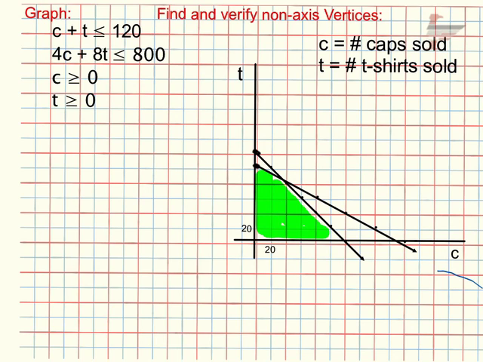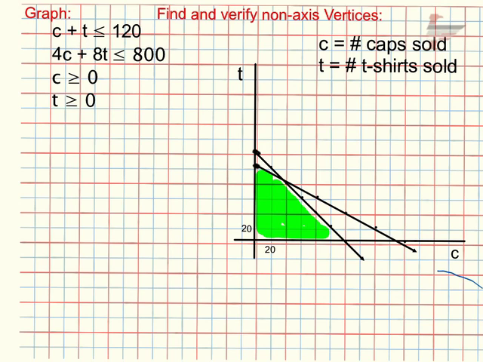Alright, the third and fourth steps would be to graph and then find and verify non-axis vertices. So I have already graphed it just to save a little bit of time, but I want to make sure that you understand. I use the variables C and T for caps and t-shirts.